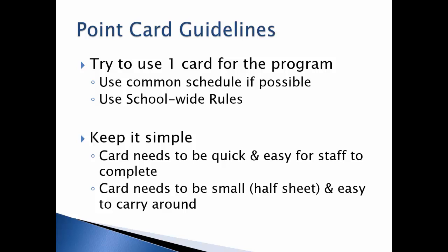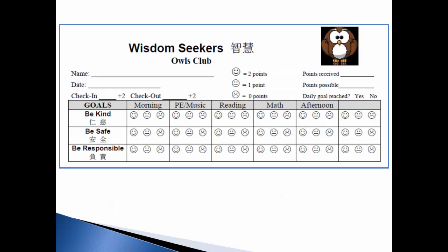So other things to consider, the cards should be really quick and easy for staff to complete, and cards should be small and kind of inconspicuous, so that they're easy for students to carry around and something they can keep more private if they so choose. So this is an example of the Owls Club card that we use at my kids' school. Wisdom Seekers is the overall program name for our Tier 1 PBIS, and Owls Club is more the Tier 2 implementation.